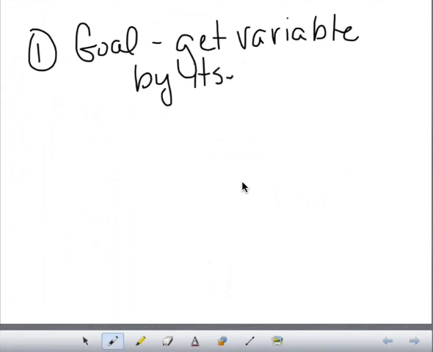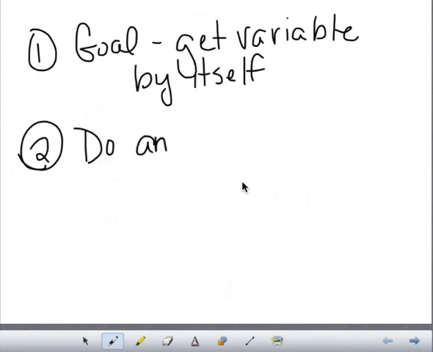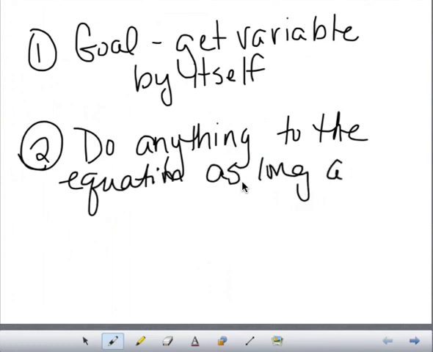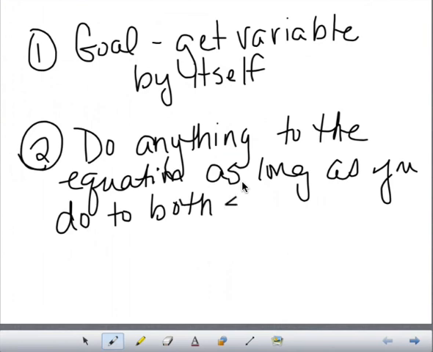And then remember, you can do anything you want to the equation as long as you do it to both sides of the equal sign. To both sides of the equal sign.